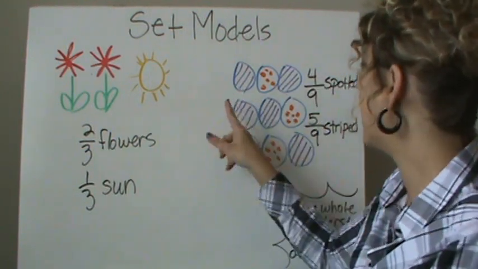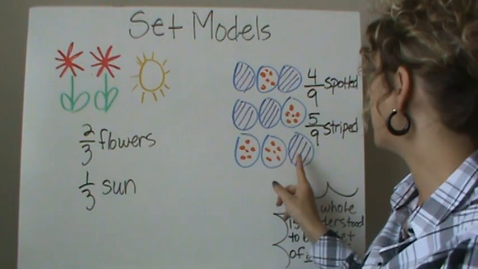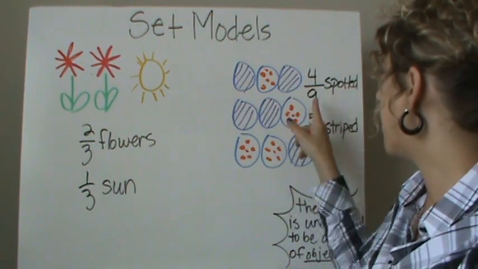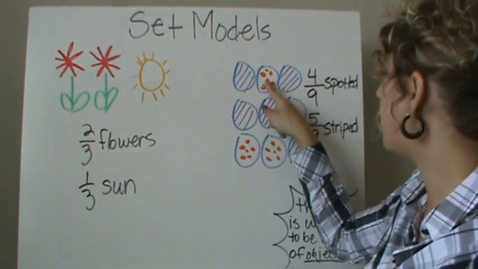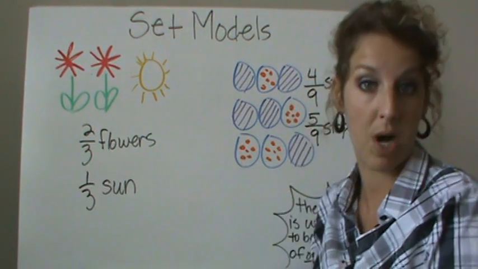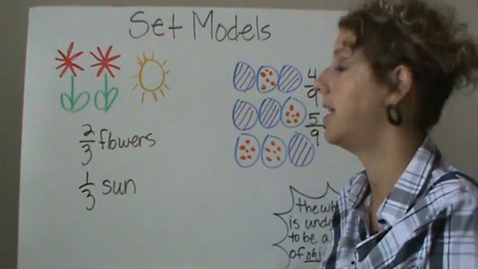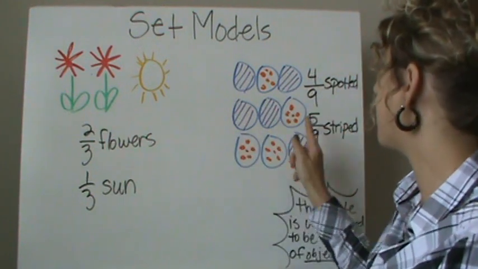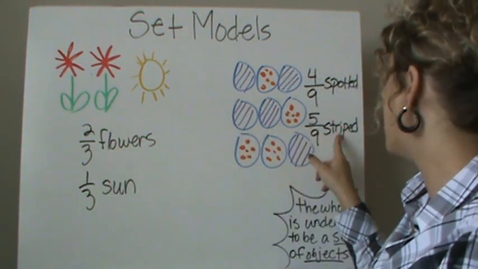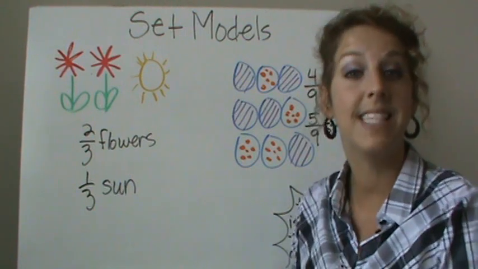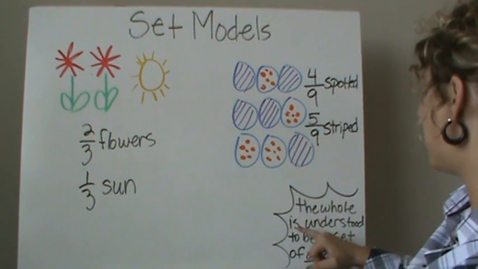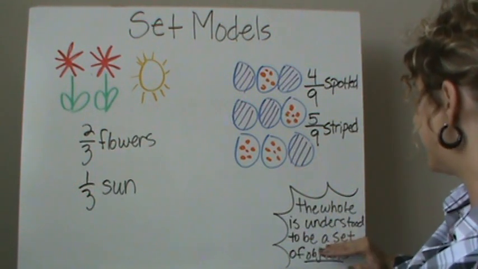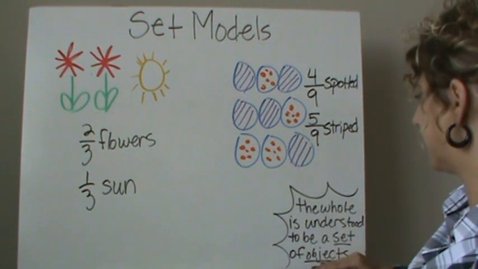This is a set of objects. Here I have 9 circles in total, or 9 parts to my whole, and 4 of those, 1, 2, 3, 4, are spotted, so 4 ninths are spotted, and then 1, 2, 3, 4, 5 ninths are striped. This is an example of set models, which basically means the whole is understood to be a set of objects.